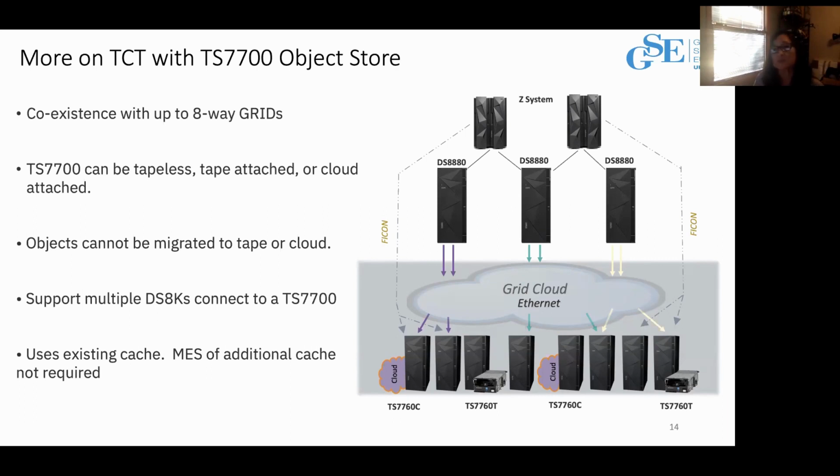In this first release, the object data, however, will be resident only, meaning we don't have the ability to migrate that data to tape or cloud, so that data resides in cache. Once again, multiple DS8000s can target the same 7700, or they could be targeting different clusters in the grid, however you need to configure it. One really nice thing is that you don't need an additional cache or an additional object storage device, anything. We utilize the same cache storage system that's already in your 7700.